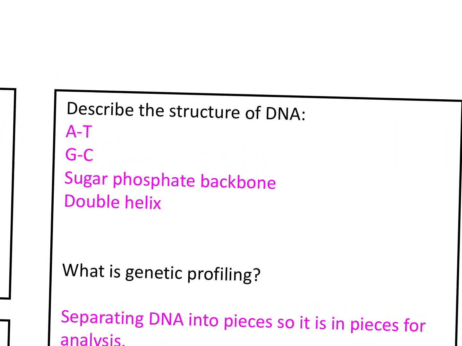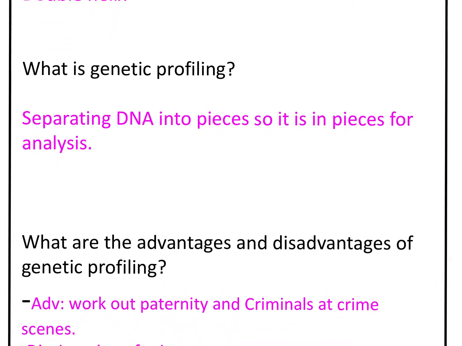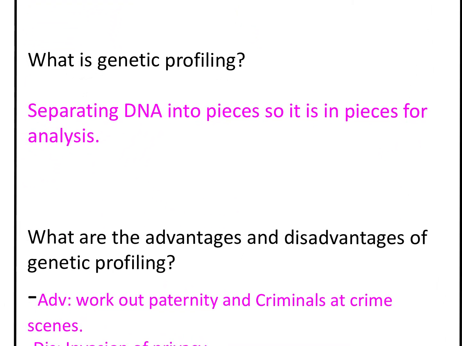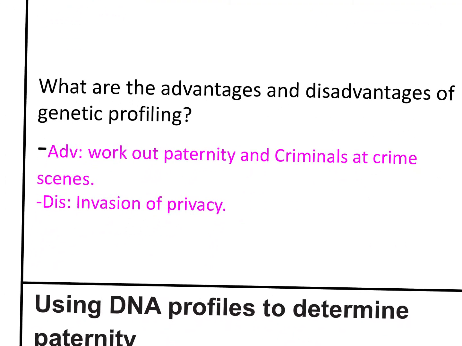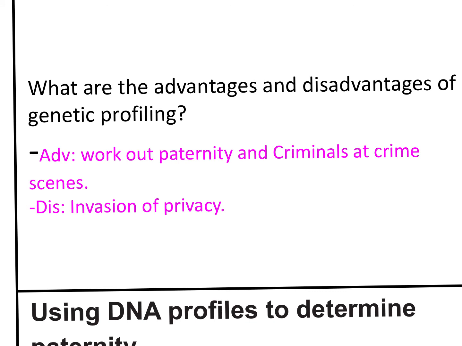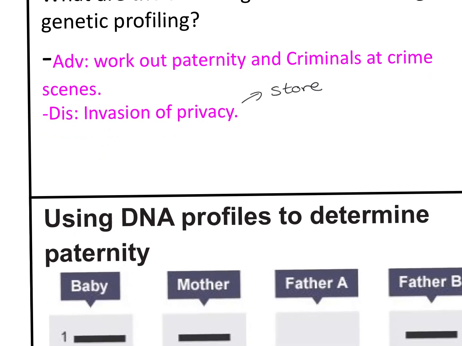Describe DNA. So I put A binds with T, G binds with C. It's a sugar phosphate backbone and it's a double helix. What is genetic profiling? Separating DNA into pieces for analysis. Advantages, you can work out paternity, criminals at a crime scene. Disadvantages could be an invasion of privacy, especially if we store it somewhere, so it's on a database then for everyone to see.